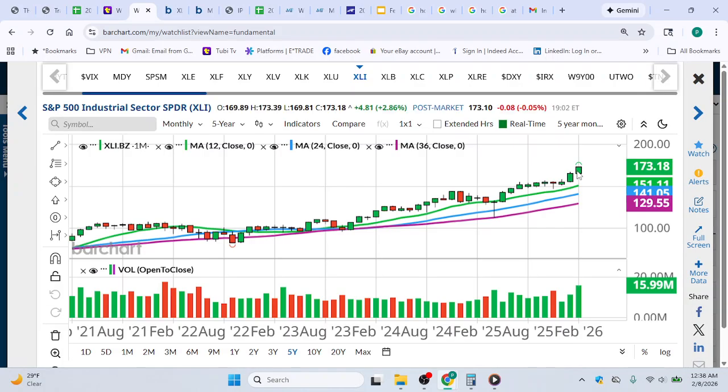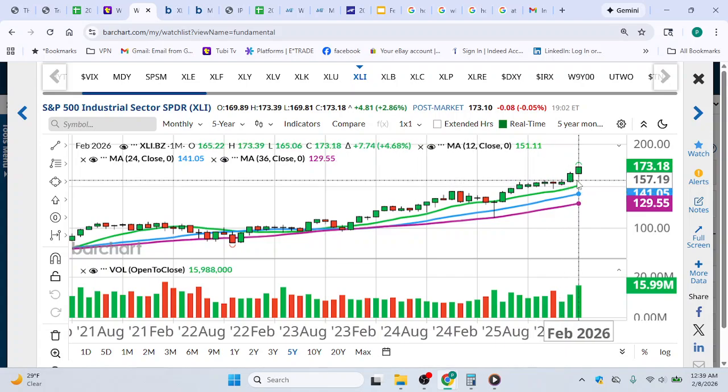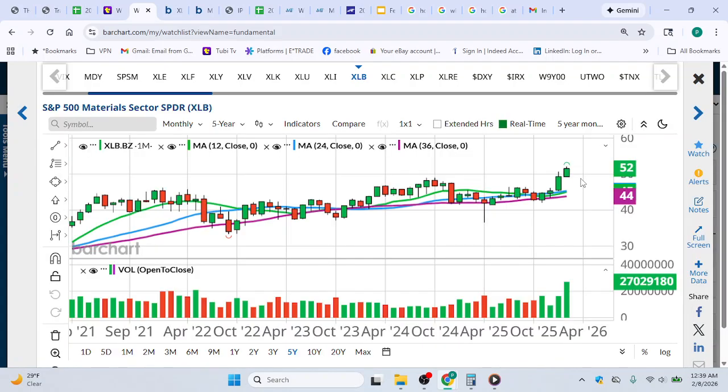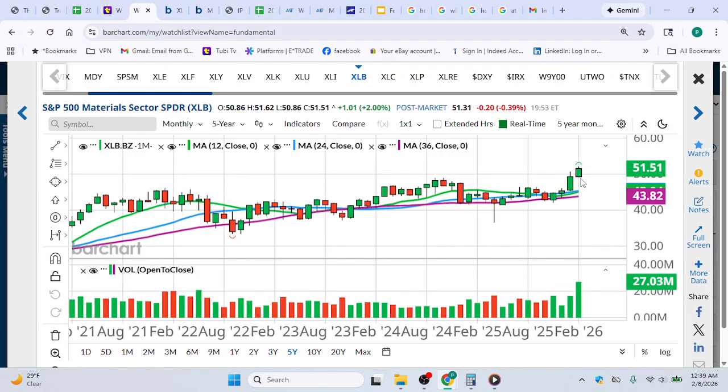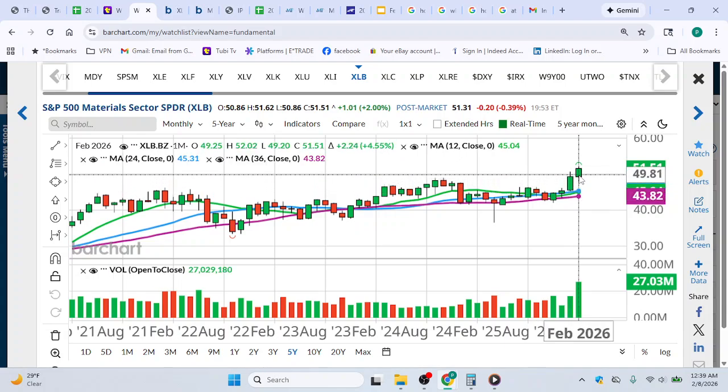XLI, the industrial ETF, similarly related to the Dow Jones Industrials, but just a larger grouping of stocks. Made new highs in January, now new highs also in February. So that's very bullish for industrial stocks. Then we've got the materials sector, symbol XLB. New highs in January, now more new highs in February. Bullish chart there.